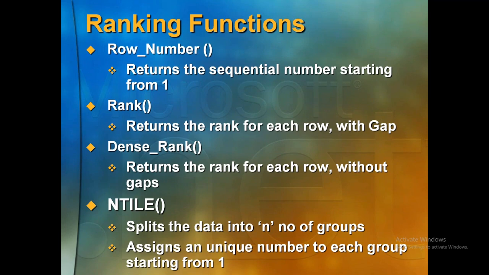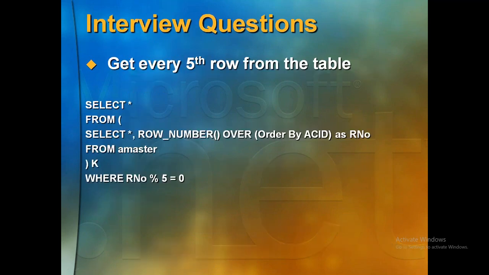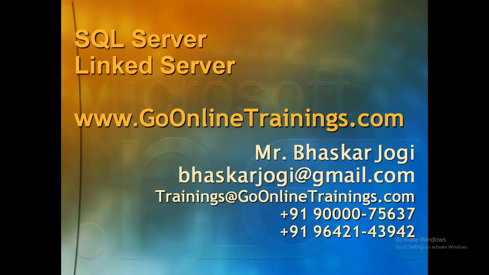So there is row number, which returns the sequential number starting from 1. Rank returns the rank for each row with gaps. Dense rank returns the rank for each row without gaps. And ntile splits the data into n number of groups and assigns a unique number to each group starting from 1. Okay, so let us understand one by one.